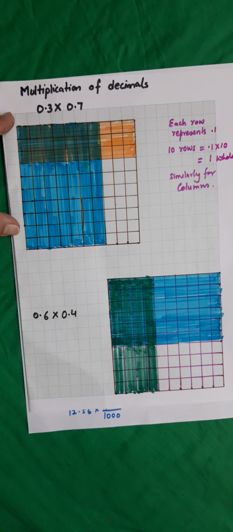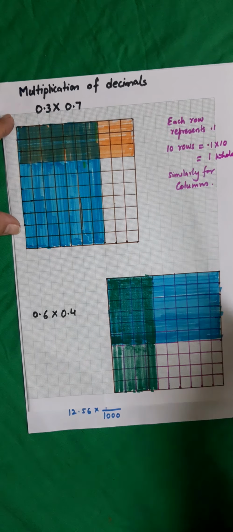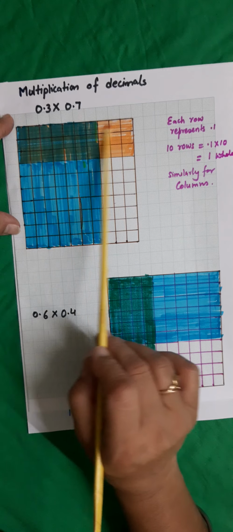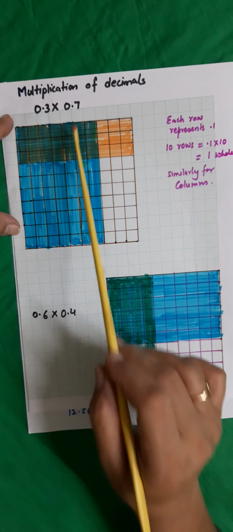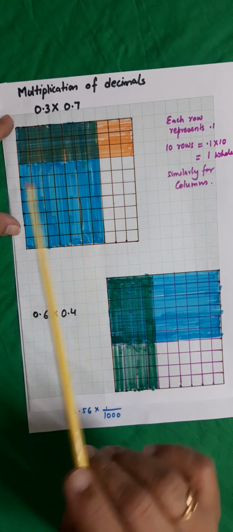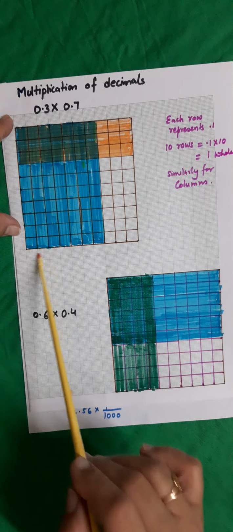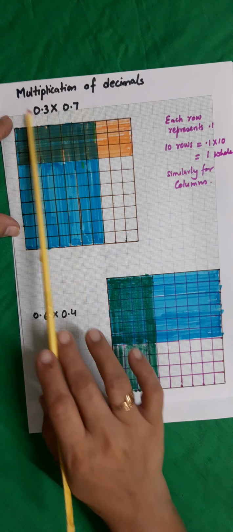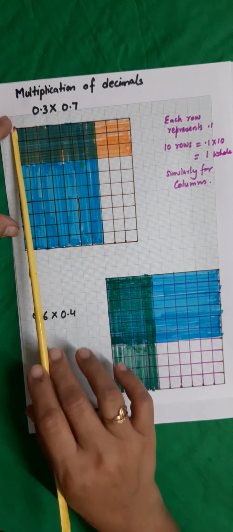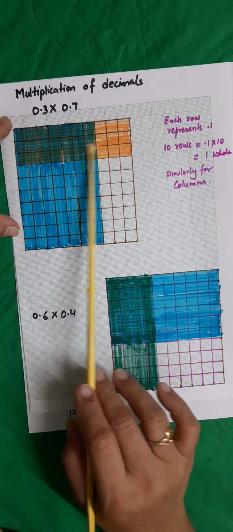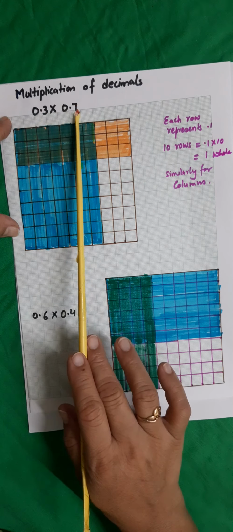To multiply 0.3 into 0.7, first I shaded 3 rows with orange color. That is 0.1, 0.2, 0.3. And for 0.7, I vertically took 7 columns, because 0.1, 0.2, 0.3, 0.4, 0.5, 0.6 and 0.7. I shaded them blue. Now the product of these two will be represented by the portion which overlapped, on which both the colors were present.